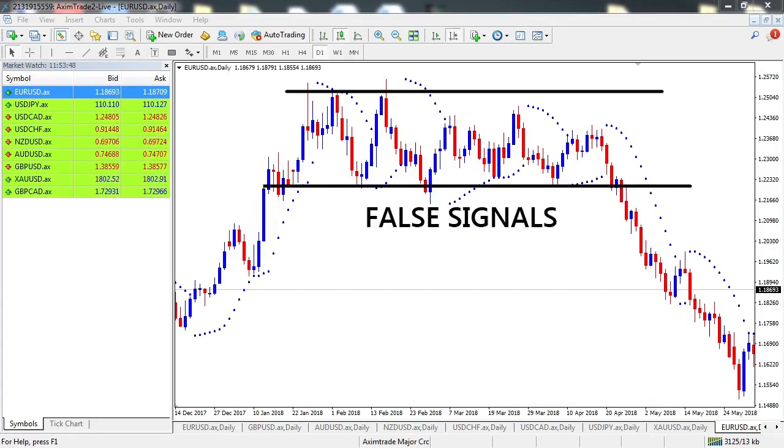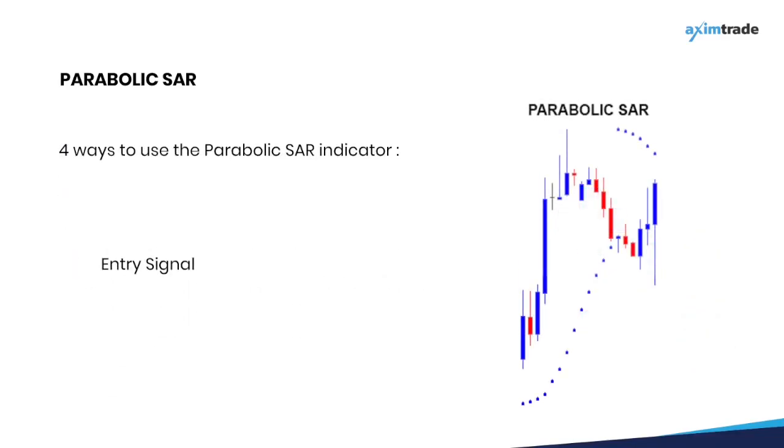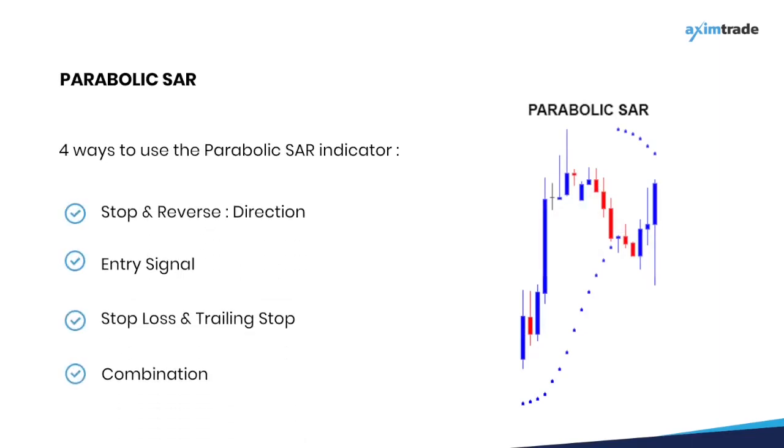There are four methods in which traders can use the Parabolic SAR during trading. They are: identify the stop and reverse in market direction, the entry signal, stop loss and trailing stop, and finally by using the Parabolic SAR in combination with a trend indicator. Let's look one by one in detail at how to use them.